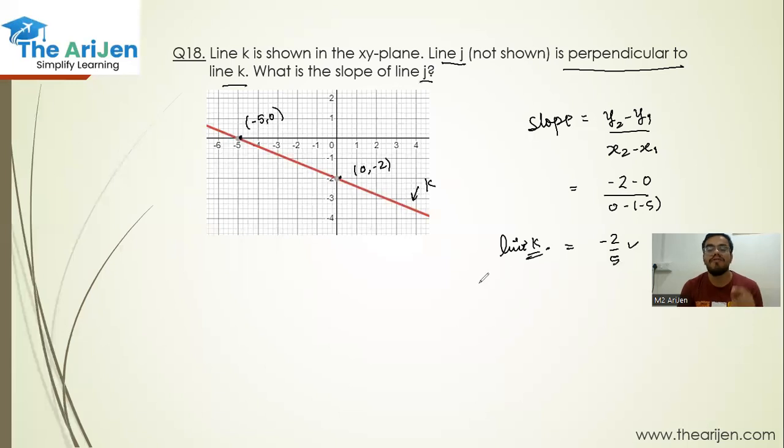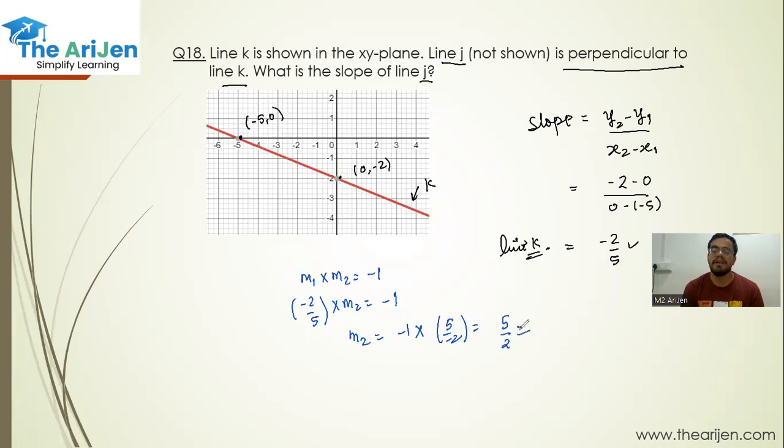We need the slope of line J, which is perpendicular to this, right? So we are aware that in the case of perpendicular lines, the product of slopes is minus 1. So put one value as minus 2 by 5 into m2 is minus 1. m2 is minus 1 into 5 by minus 2. This becomes 5 by 2. So the slope of the line J is 5 by 2. I hope this question is clear.